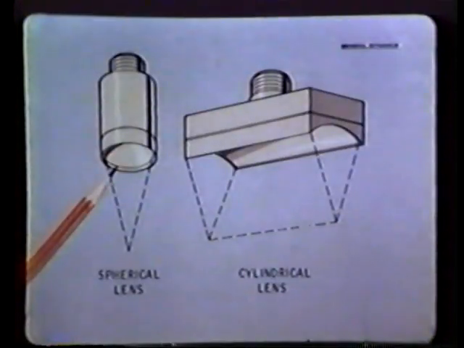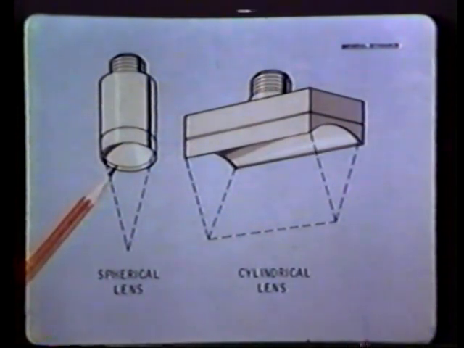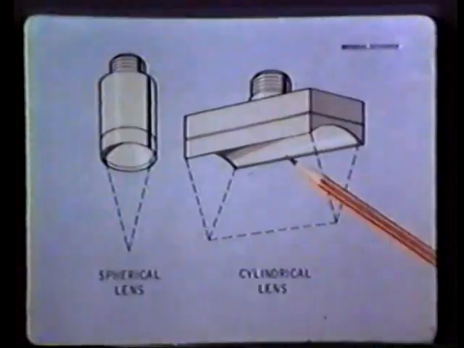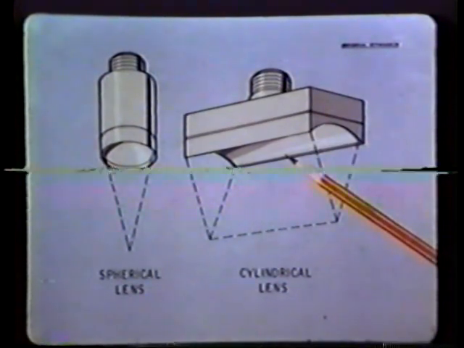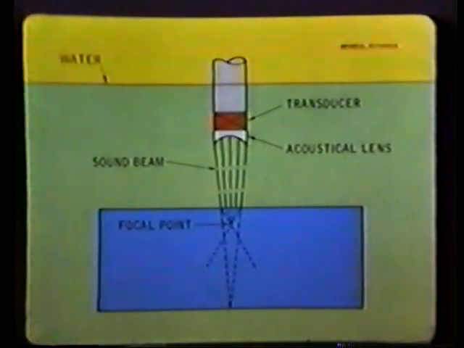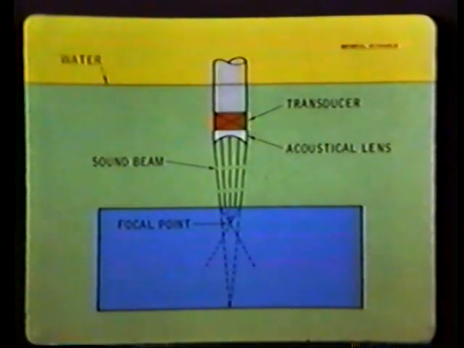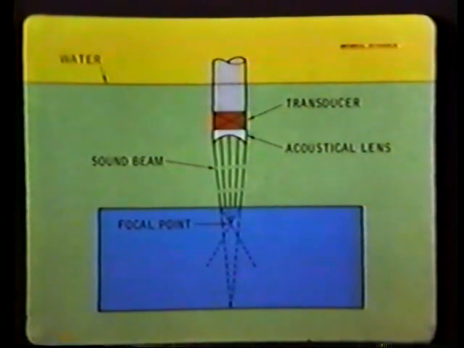The spherically focused lens concentrates beam energy into a cone-shaped, blunt-pointed beam. The cylindrically focused lens concentrates beam energy into a wedge, the full width of the transducer. With either lens, the angle of focus increases sharply as the sound beam enters the specimen. The focal point moves closer to the transducer, improving surface resolution. Beam intensity increases, improving sensitivity.